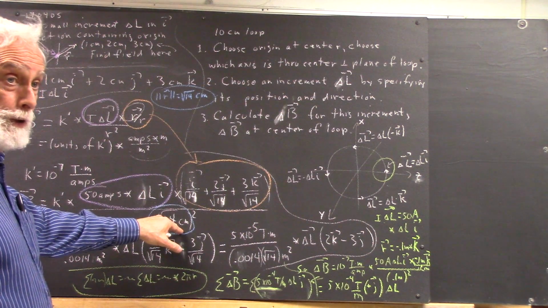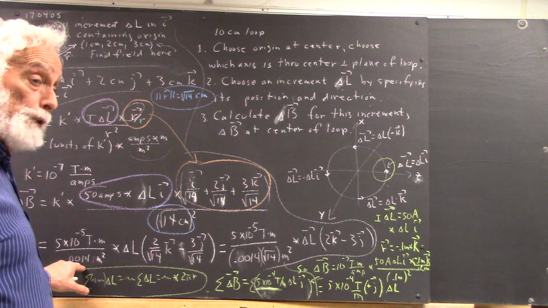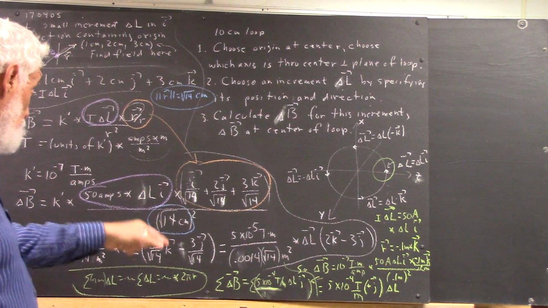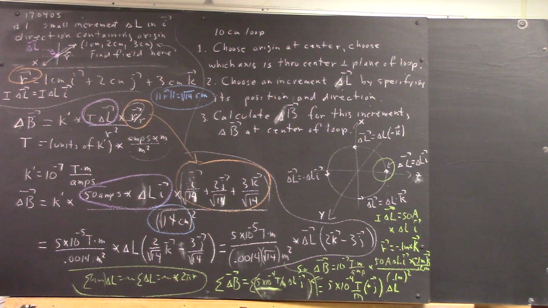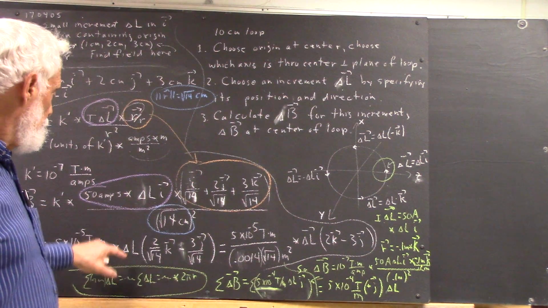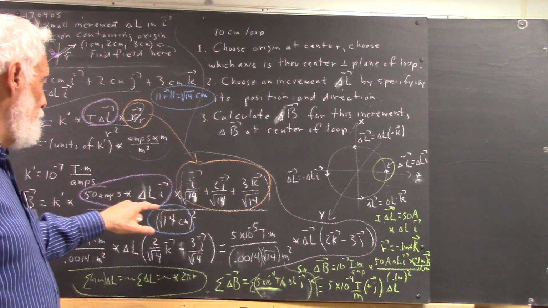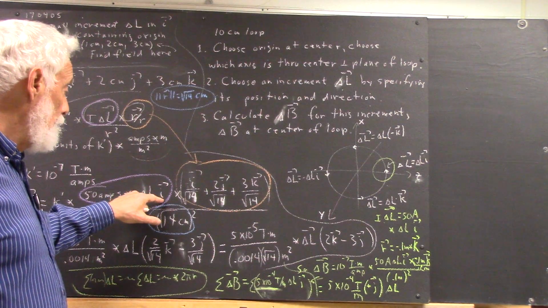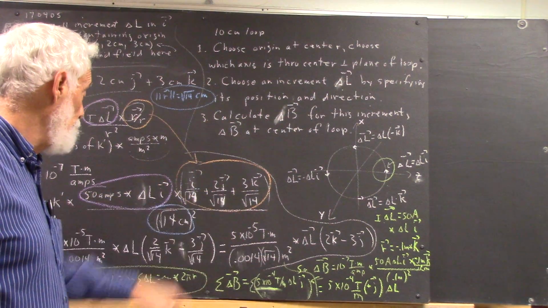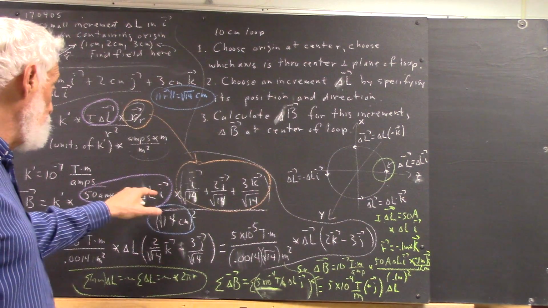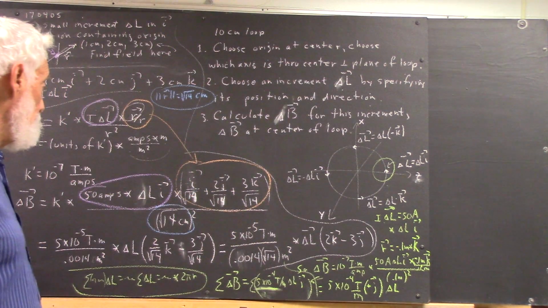A centimeter squared is 10 to the negative 4th meter squared. So here's our denominator. I shouldn't have to talk through all that, but I'm kind of talking through it to make sure I did it right, but I'm pretty sure I did. Okay. So now we've got delta L times I crossed with this vector. So the delta L I factor out. I do I crossed with this vector.